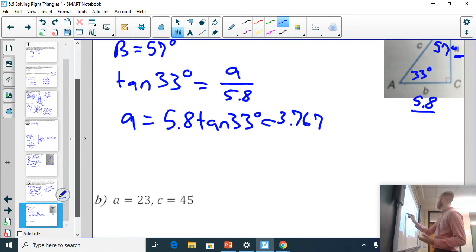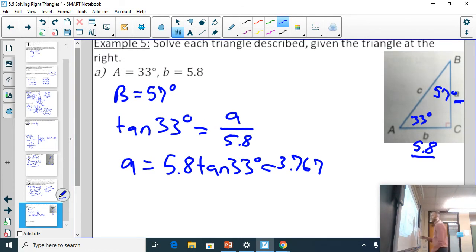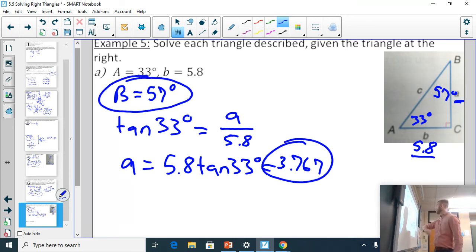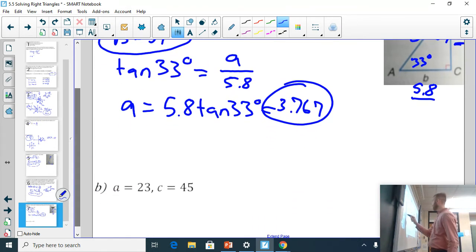And now we can use the Pythagorean theorem, right? Or we have two options. We can use the Pythagorean theorem because now we have A is 3.767. We have this other angle here. And now all we're missing is this side length C. And so we can either do that with the Pythagorean theorem because we have both sides, 3.767 and 5.8, or we could use another trig function. Let me use another trig function just for fun.